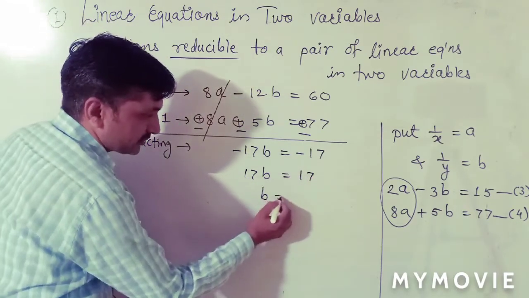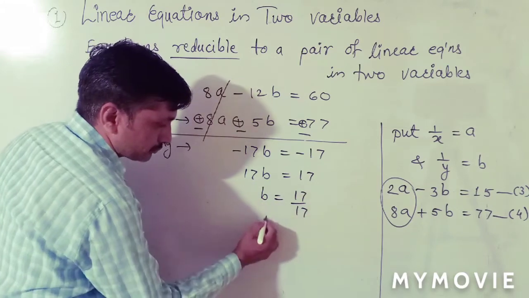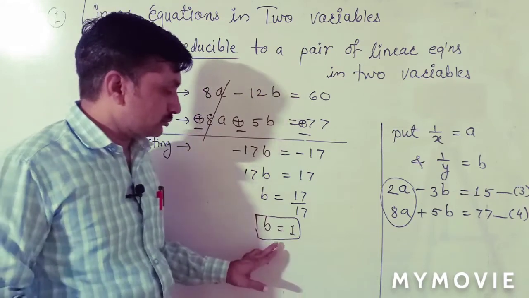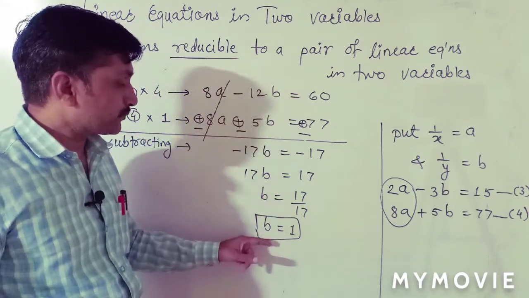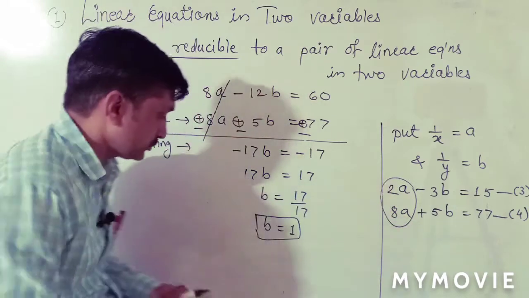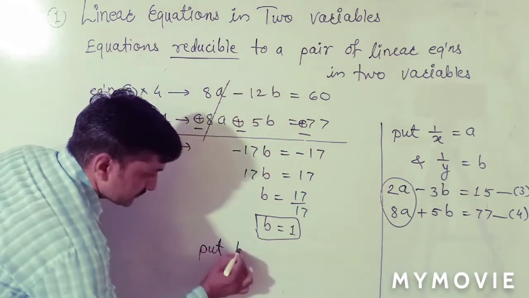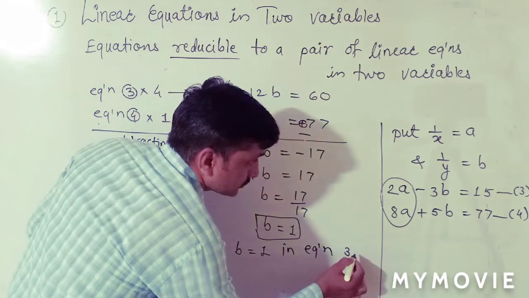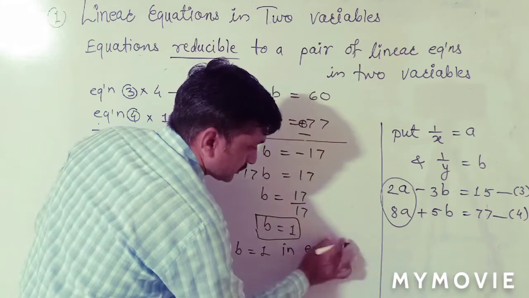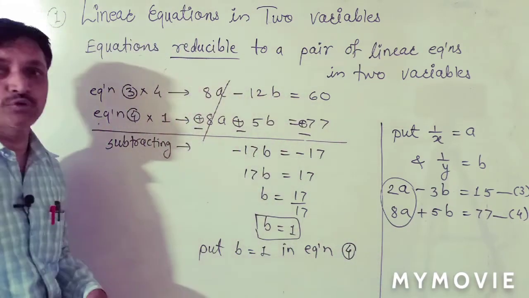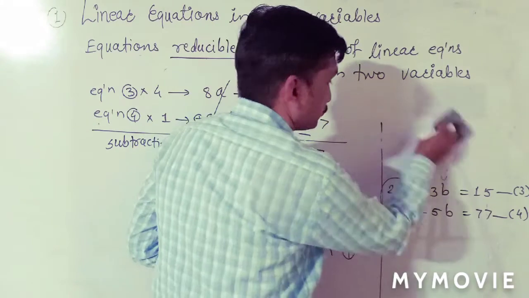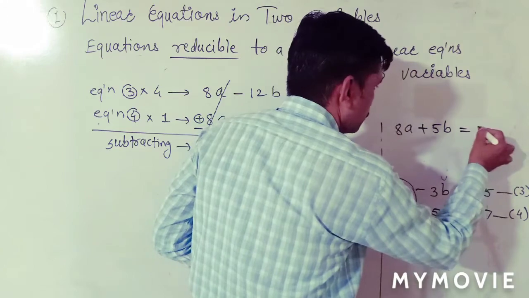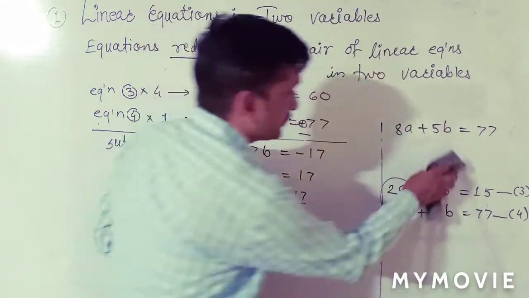Now transferring 17, b is equal to 17 upon 17, b is equal to 1. We got the value of b now. For finding the value of a, put this in equation 3 or 4, whichever is easy. In 4 I write. You can put in 3 also. Fourth equation, 8a plus 5b is equal to 77. In the fourth we are putting here.